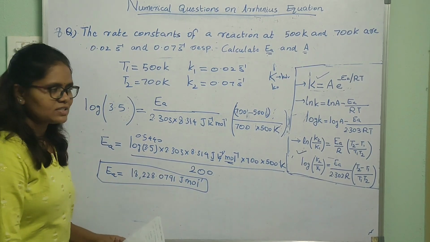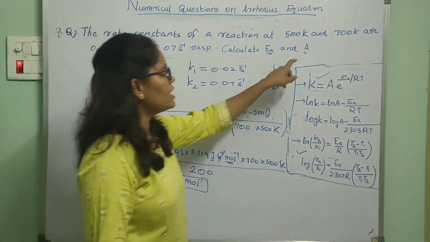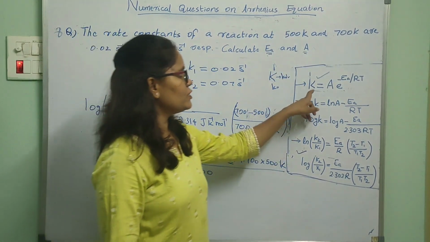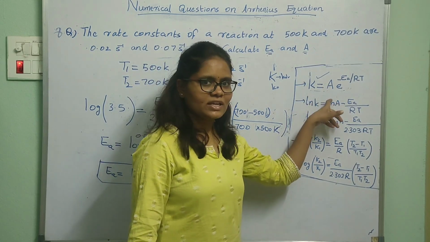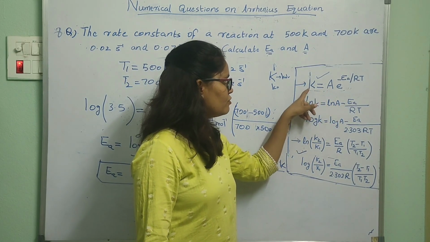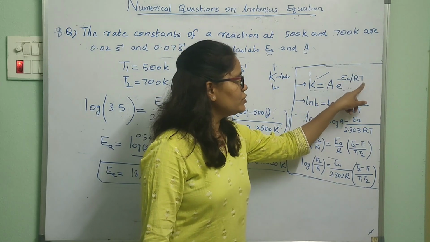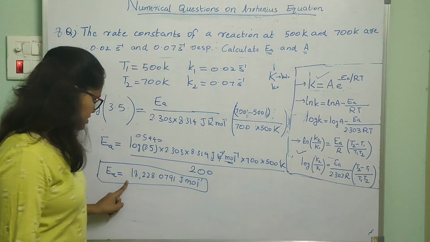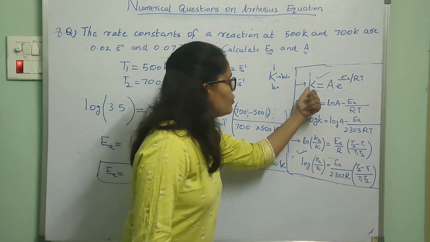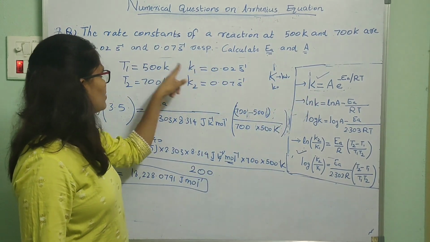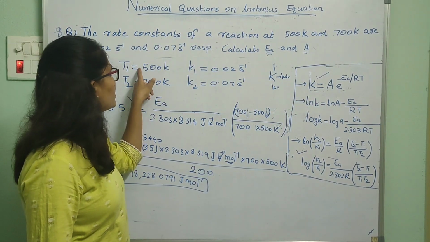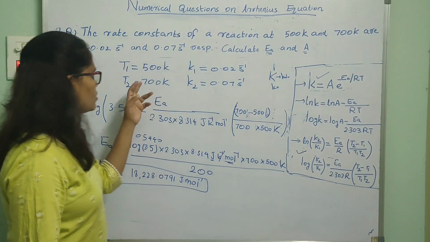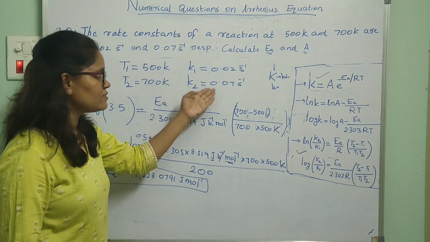Now we have activation energy. We need to find the Arrhenius parameter. How do we do that? When you look at this equation, in this equation we have A. To find the value of A, we should know the rate constant, the temperature, and the activation energy. We have found activation energy. Now we have one rate constant, we also have temperature, right? You can use either these two values to find A, or you can also use these two values. The answer will be the same.